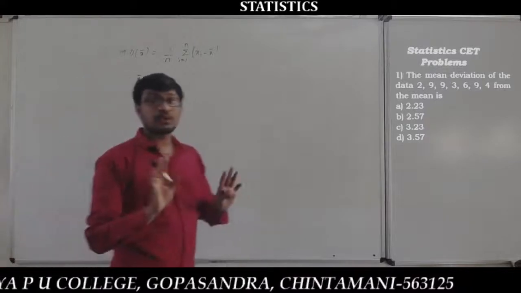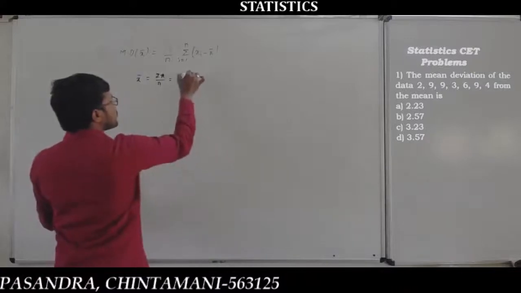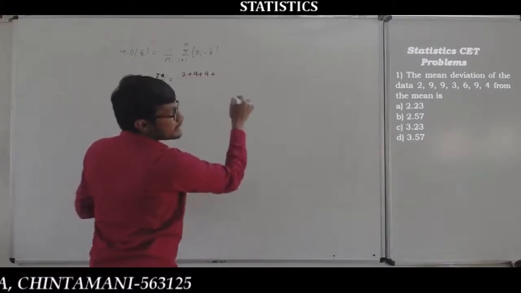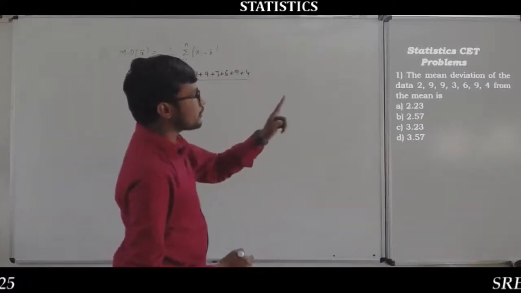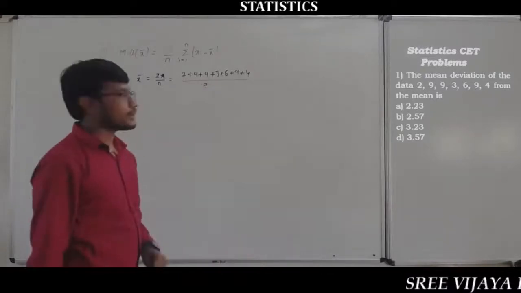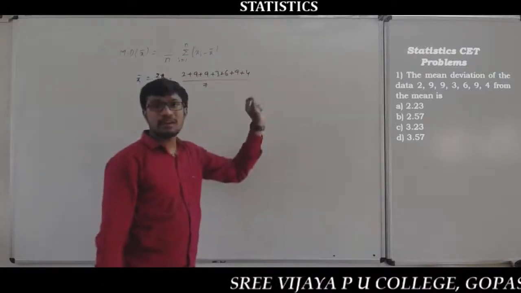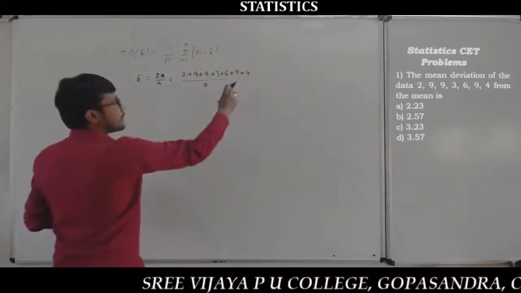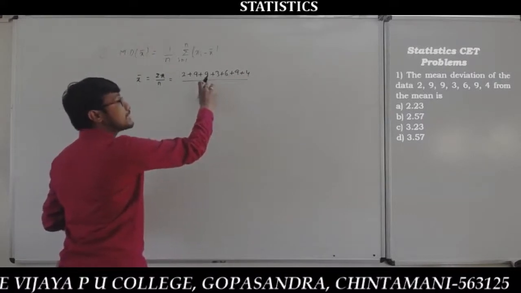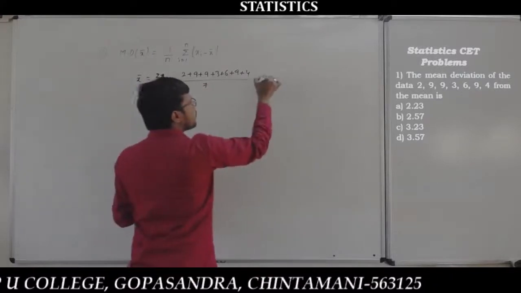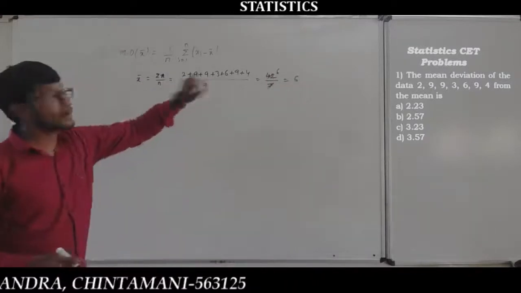But in CET there is no need to write all the formulas. Just know how to work. Summation of x is adding all the observations: 2 plus 9 plus 9 plus 3 plus 6 plus 9 plus 4, divided by the number of observations, 1, 2, 3, 4, 5, 6, 7. So you get 7 observations. See the values correctly. If you miss one of the values, the entire problem will be wrong. Adding, 6 plus 4 is 10, 19, 22, 31, 40, 40 plus 2 is 42. 42 by 6, 7 sixes are 42. So that is x bar, you got 6.